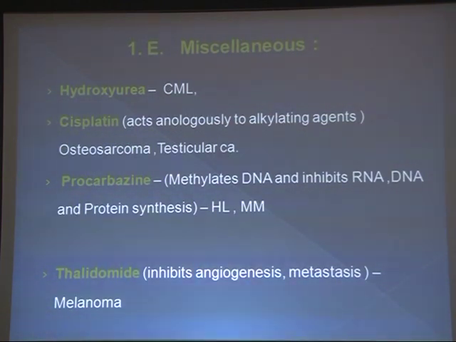While in case of procarbazine, it methylates DNA and inhibits RNA, DNA and protein synthesis in Hodgkin's lymphoma and myeloid tumors. And then thalidomide inhibits angiogenesis and metastasis. It is used in the case of melanoma.